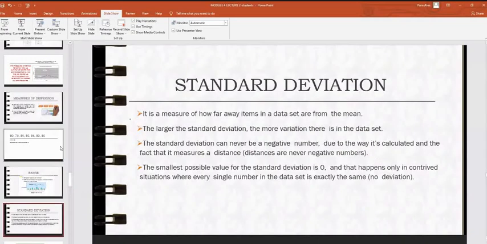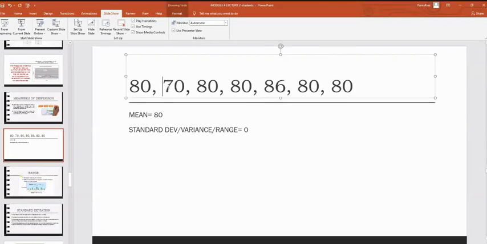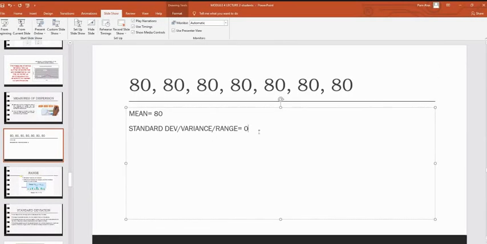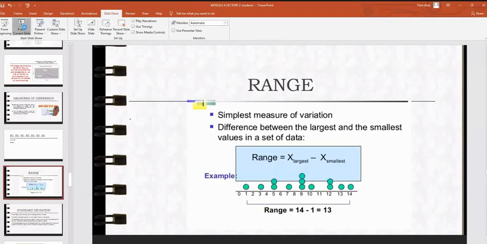For example here, look, do you compute the range? The range is just zero, because what's the highest value? They are all the same. So the highest value is 80. 80 minus 80 is 0. Okay, that is the meaning of that.